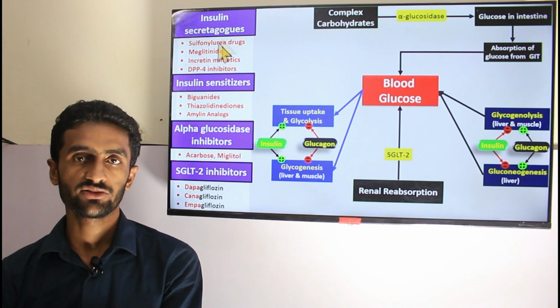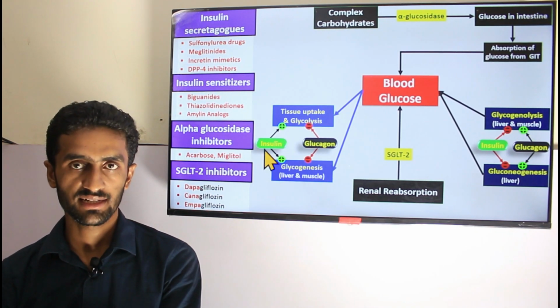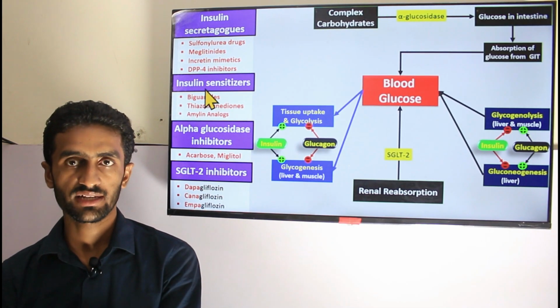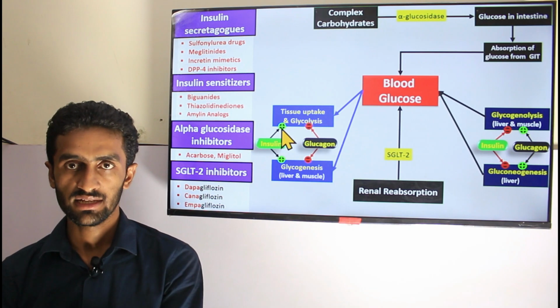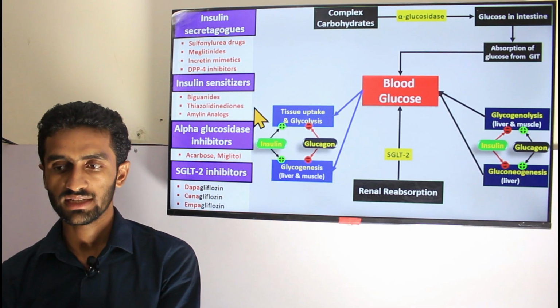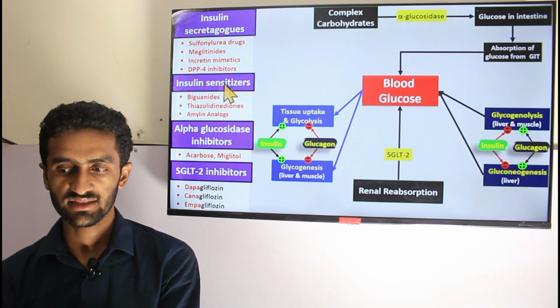So what does an insulin secretagogue do? It increases the level of insulin. And what does an insulin sensitizer do? It increases insulin activity, or you can say decreases the resistance in the tissue. So these are the actions of the insulin secretagogue and the insulin sensitizer.